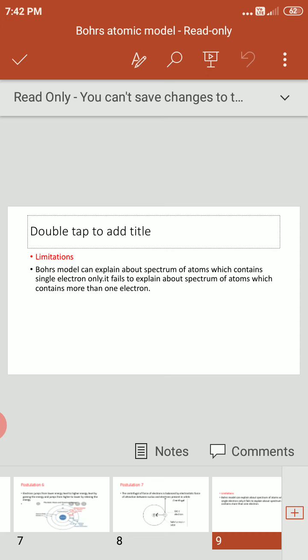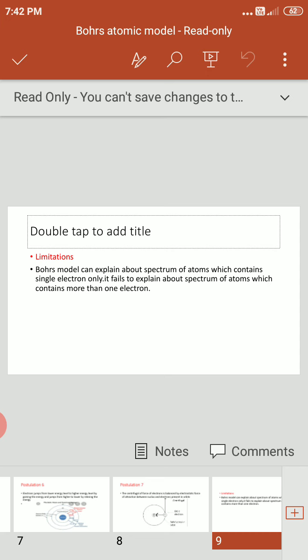The first limitation: Bohr's model can explain the spectrum only of atoms which contain a single electron. Bohr's theory is applicable only to single-electron species, for example hydrogen, He plus, and Li 2 plus. For hydrogen, which has only one electron, Bohr's theory can explain the spectrum. It fails to explain the spectrum of atoms which contain more than one electron.